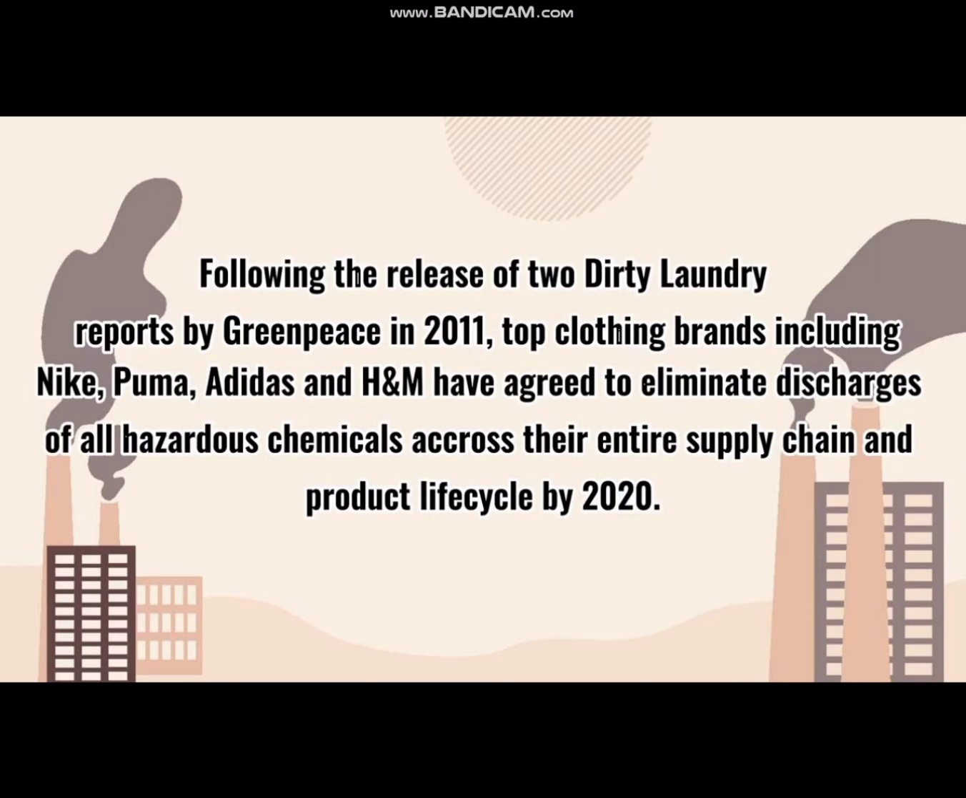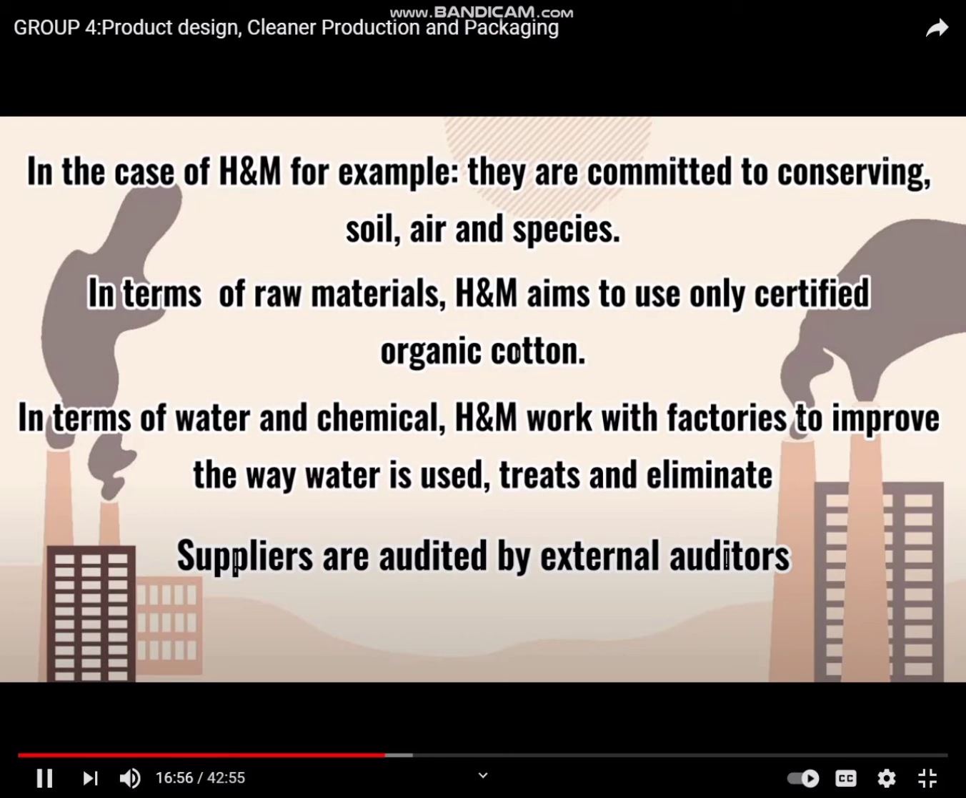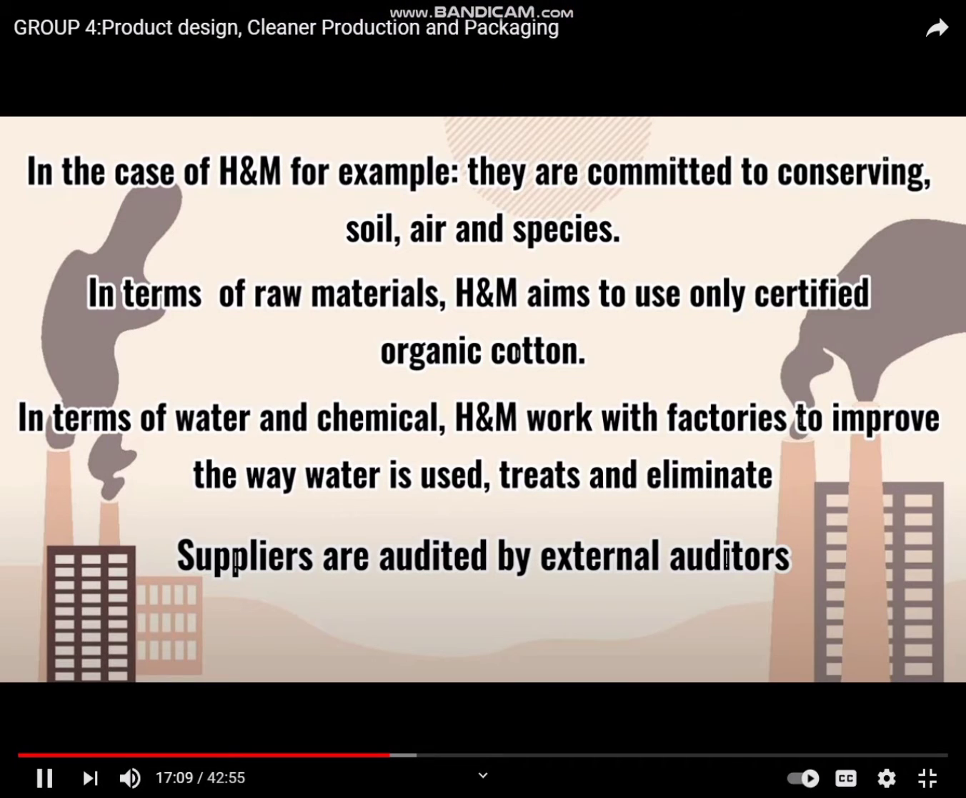Following the release of two dirty laundry reports by Greenpeace in 2011, top clothing brands including Nike, Puma, Adidas, and H&M have agreed to eliminate discharges of all hazardous chemicals across their entire supply chain and product life cycle in 2020. In the case of H&M, for example, they are committed to conserving soil, air, and species. In terms of raw materials, H&M aims to use only certified organic cotton. In terms of water and chemicals, H&M works with factories to improve the way water is used, treated, and eliminated, and suppliers are audited by external auditors.